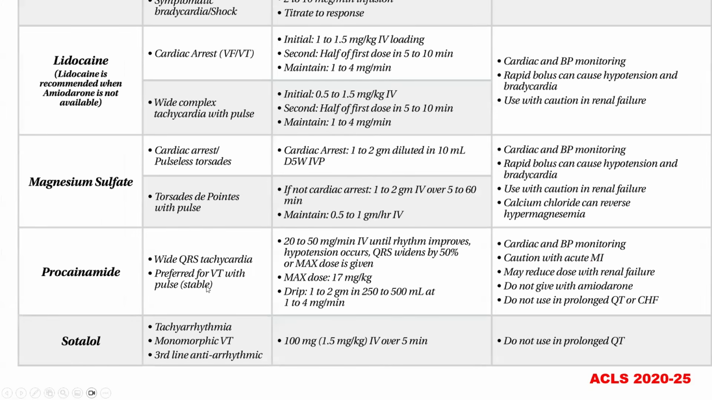Procainamide, for wide QRS tachycardia, preferred for VT with pulse. 20 to 50 milligram per minute IV until rhythm improves or hypotension occurs, or QRS widens by 50%. Max dose is 17 milligram per kilogram. Drip 1 to 2 gram in 250 to 500 ml at 1 to 4 milligram per minute. Sotalol 100 milligram over 5 minutes.